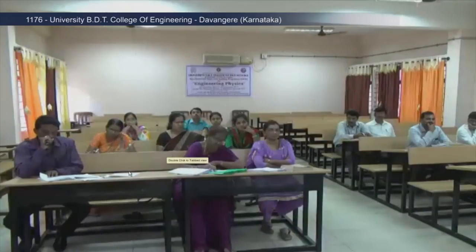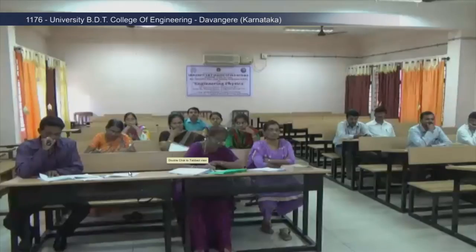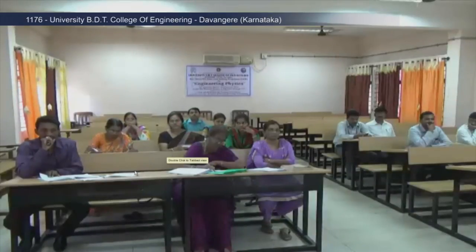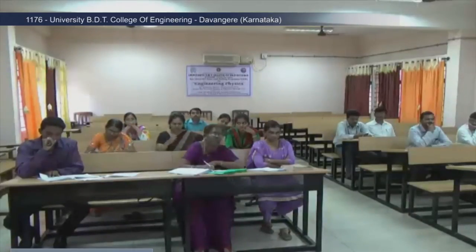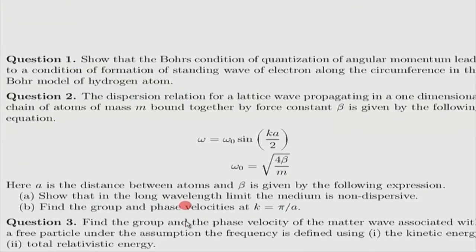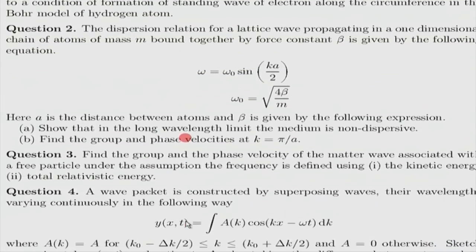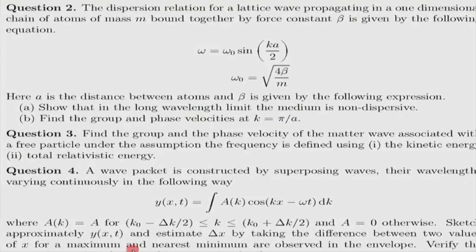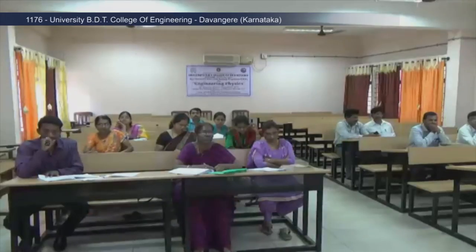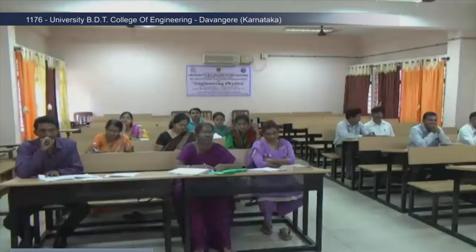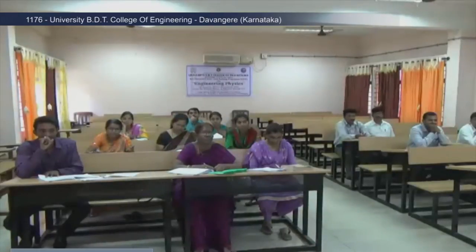And in the same problem, in the next part, we got V phase greater than Vg. Is that possible, sir? V phase is equal to omega by k, which will be h cross k divided by 2m. And Vg is equal to d omega by dk, which is h cross k divided by m. So Vg is twice the V phase. Yes, that's correct. There's a difference between the two.